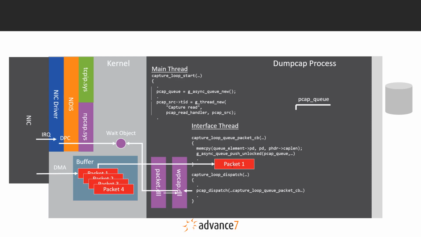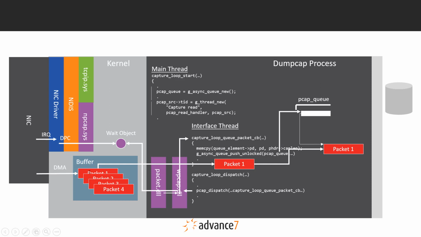wpcap.dll calls into that function, capture loop queue packet callback. The first thing the callback routine does is a mem copy, as you can see, and it copies the packet from its original copy and makes yet another copy, and then it calls g_async_queue_push_unlocked, and that creates an entry on the queue which is then linked back to this fresh copy of the packet. And I guess from a performance point of view it would probably be better if we weren't making multiple copies of the packet, but this is the way it works.